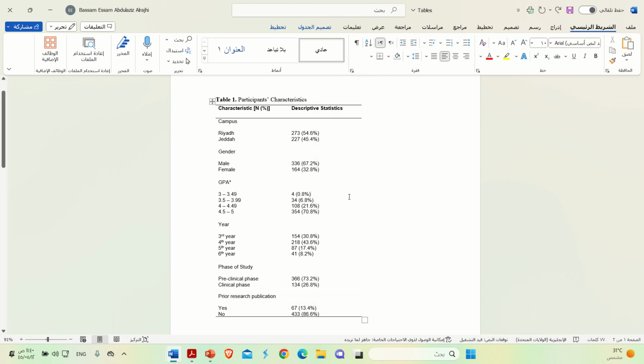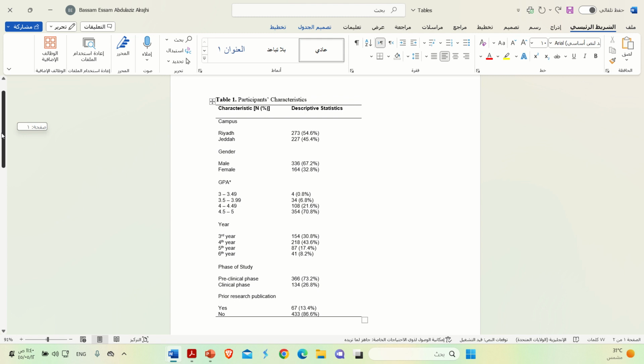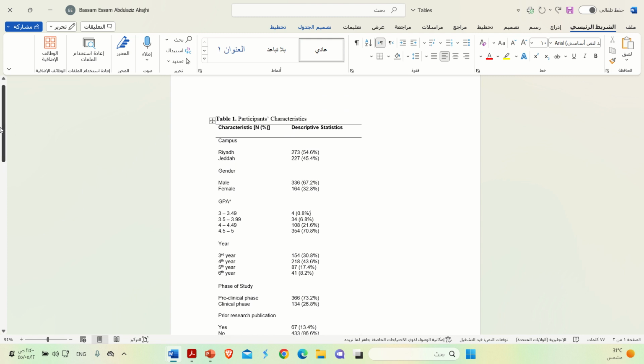So you want to format most of your tables like this to make it easier for the journal to copy it into their format. You don't need to necessarily do it like this, but this is something that I prefer to do. And some researchers also recommend doing it as well. So always try to see based on the journal what they prefer.